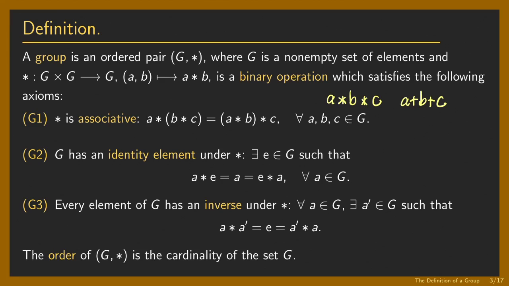Now, by the word order, or the order of a group, we simply mean the cardinality of the set G. In other words, the number of elements of G dictates the so-called order of a group. If G has two elements, then the group has an order of 2.